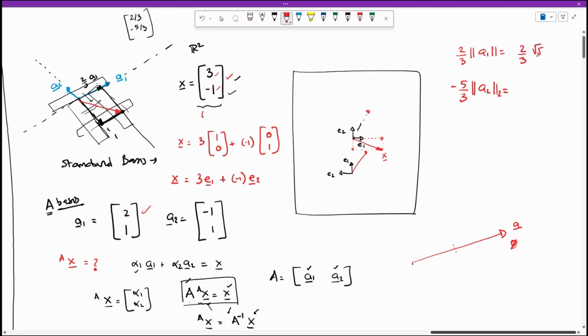You're taking 2/3 of that. That's what? 1.4? 1.49? Okay. What about minus 5 by 3 times a2? What is the length of a2? Root 2. Okay. Root 2 times 5 by 3. What is that?